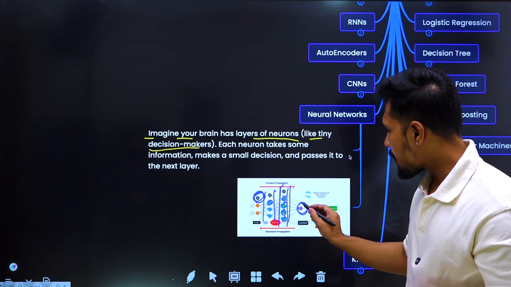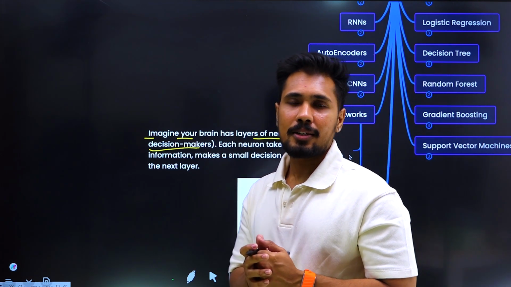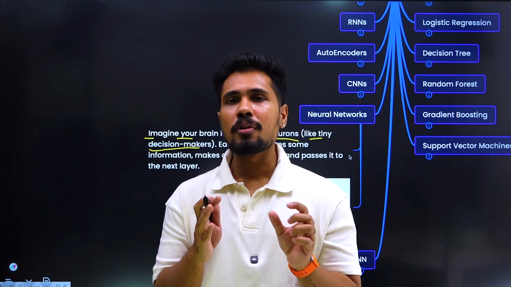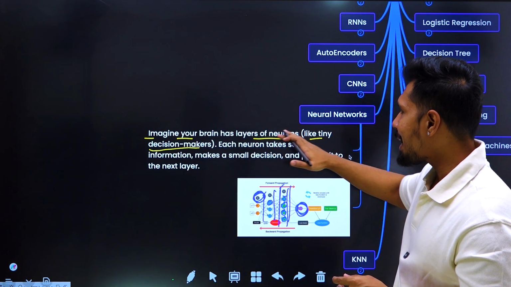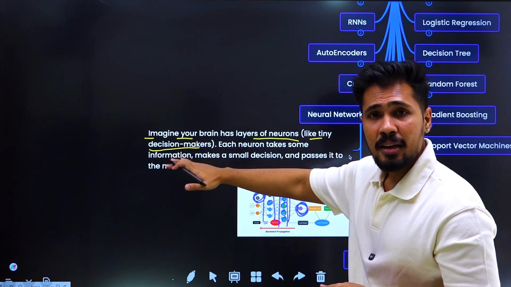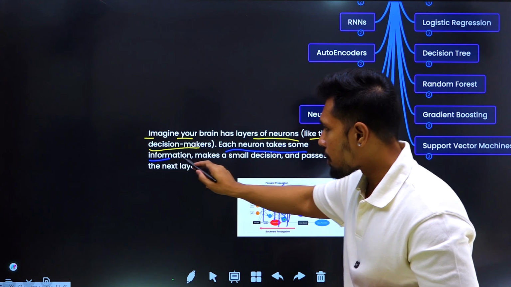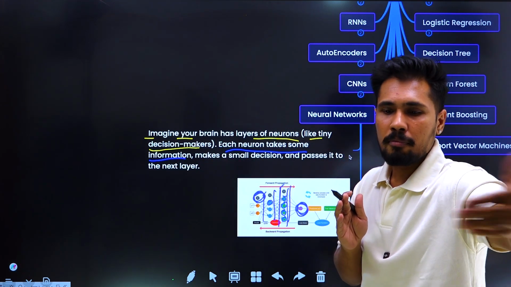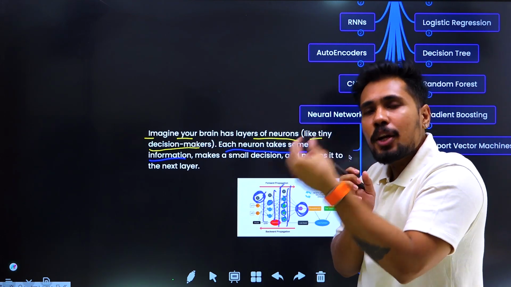From the output layer, we are trying to calculate the loss value. So now, in simple, we are calling it a neural network. What exactly is a neural network doing? Imagine your brain has layers of neurons, like tiny decision makers. Each neuron takes some information from the input layer or from the prior layer. It is trying to collect the information. It is trying to have an equation.